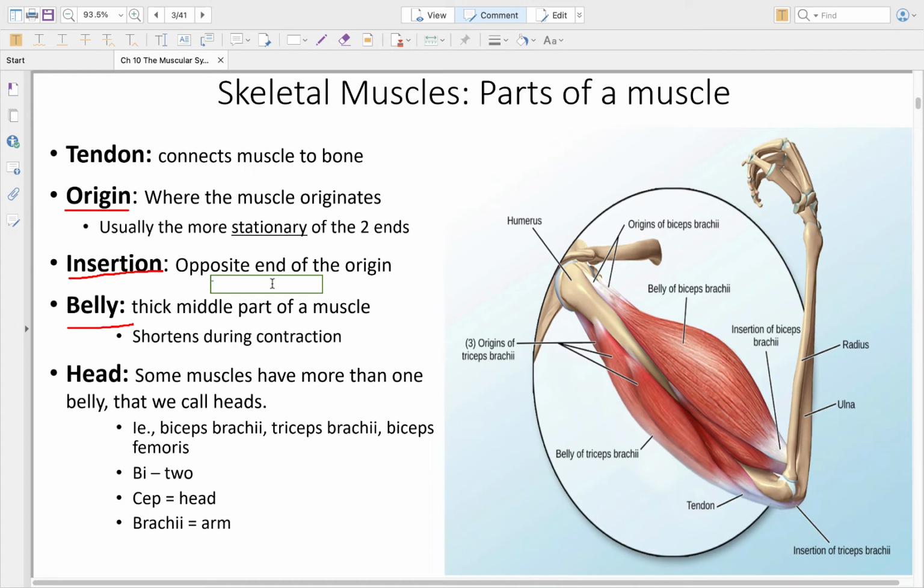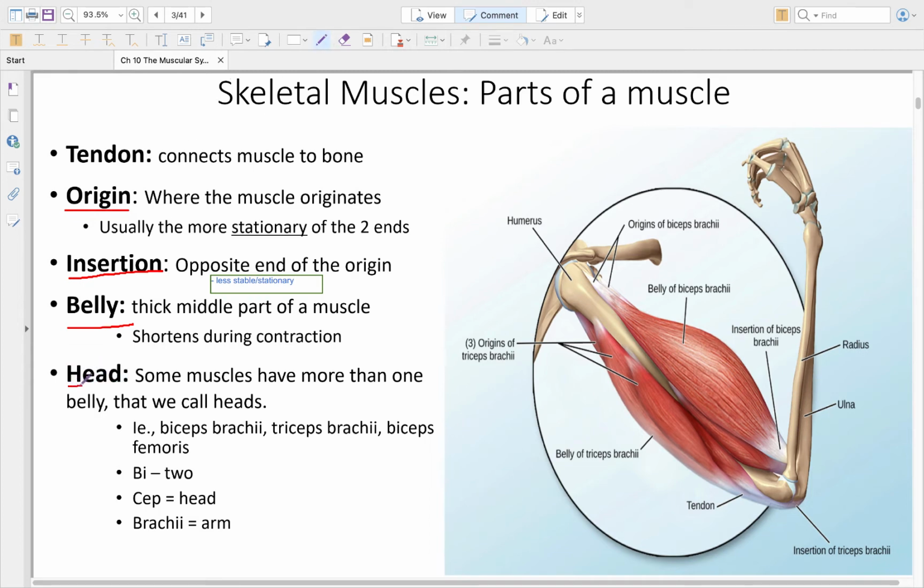muscle will insert at a point that is less stable slash stationary. Okay. Now, the belly of the muscle is the middle of the muscle, the part that contracts, this thick body of the muscle. So see this part that I'm kind of circling, this is the belly of your bicep brachii. Okay. Now, some muscles have more than one belly, and we refer to those as heads.